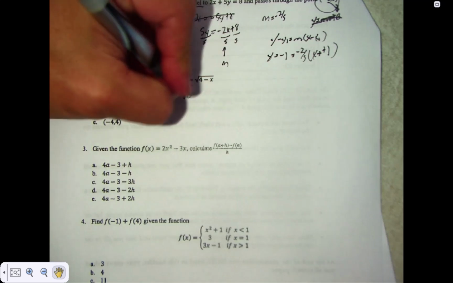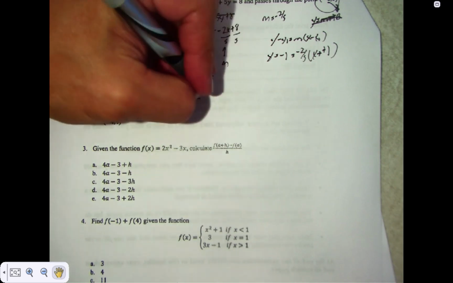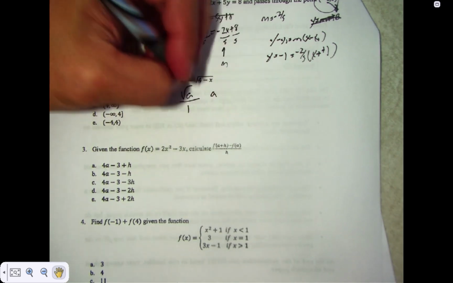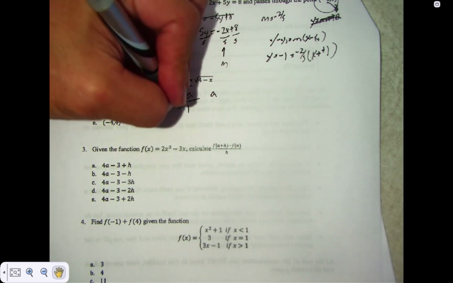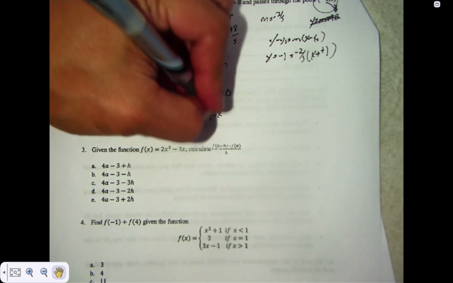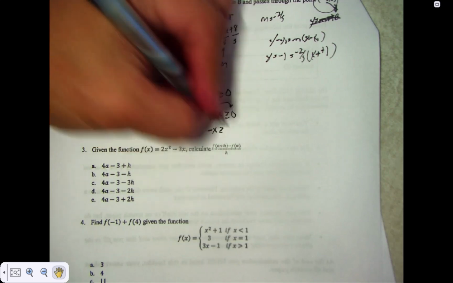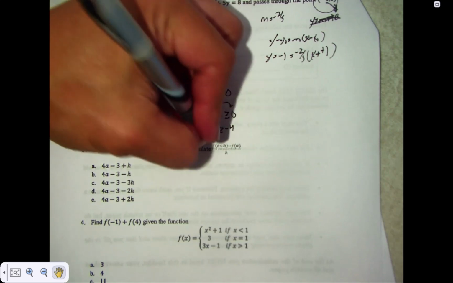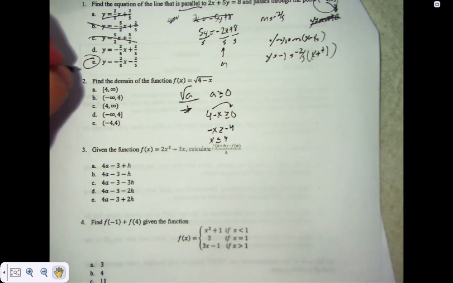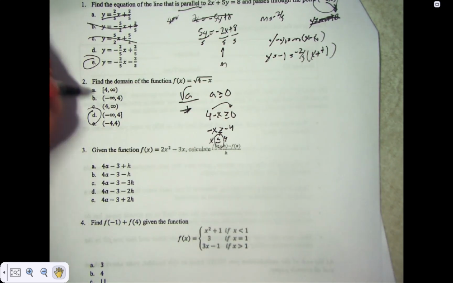Find the domain. For the square root of anything, what's inside must be greater than or equal to 0. So 4 minus x is greater than or equal to 0. Shift over: negative x is greater than or equal to negative 4. Divide by the negativity, and x is less than or equal to 4. We have the equality, so I'm looking at my brackets: choice D.